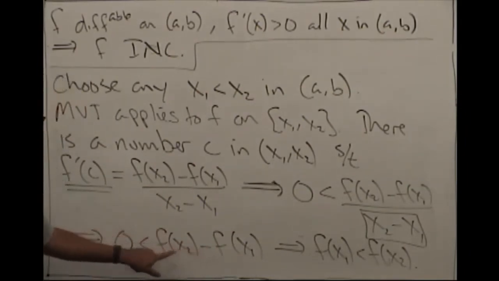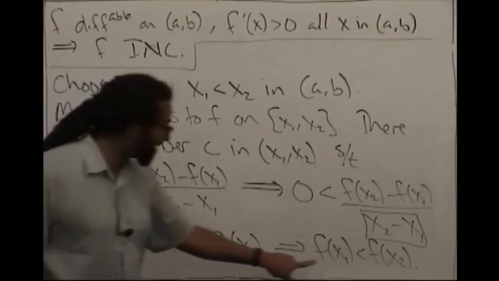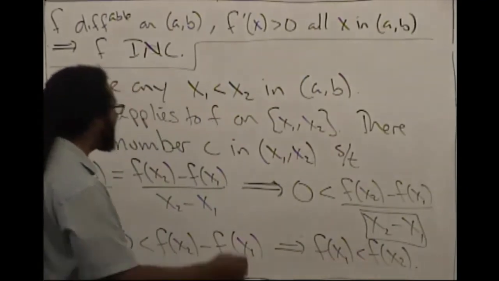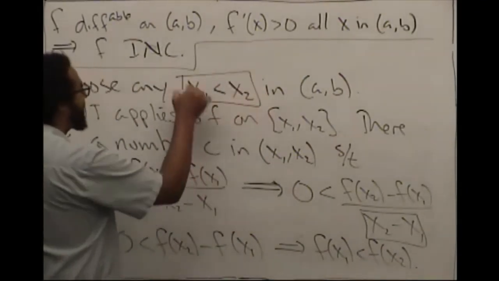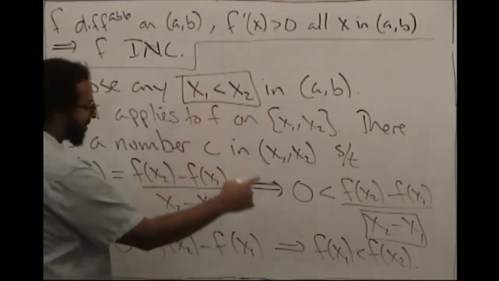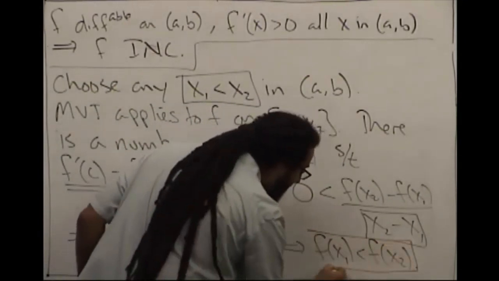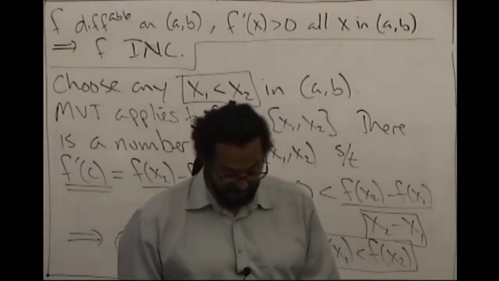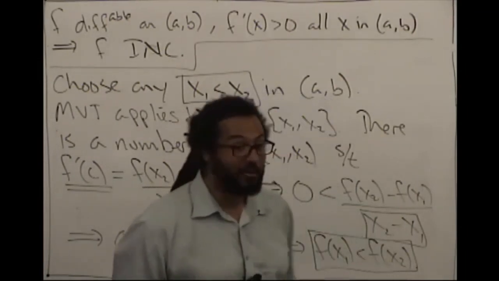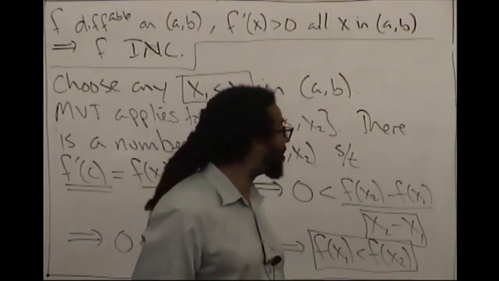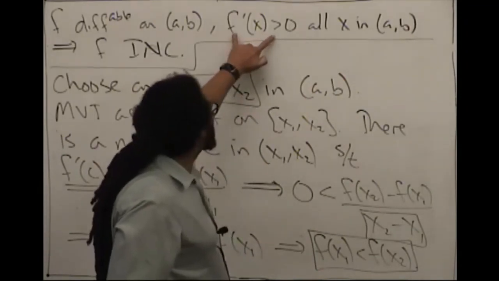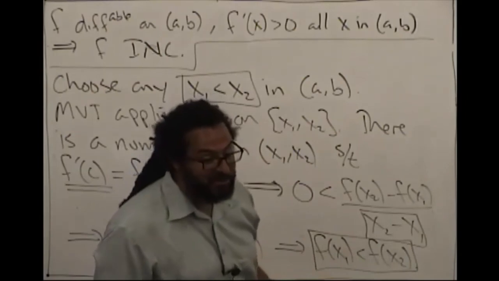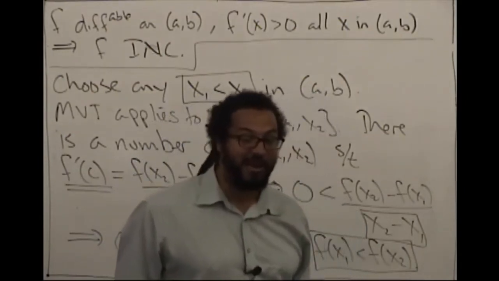Now just add f of x1 to both sides, and that says that f of x1 is less than f of x2. And that's what we needed to show, right? We supposed that x1 is less than x2, and we needed to show that f of x1 is less than f of x2. That's what we got. Therefore, the function is increasing. It would be a great idea if you were to go and prove that if the derivative is negative, follow this same line of proof to show that the function must be decreasing.